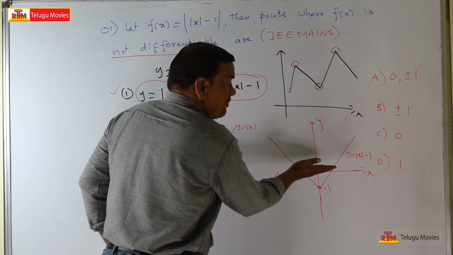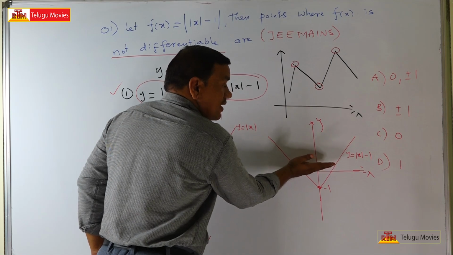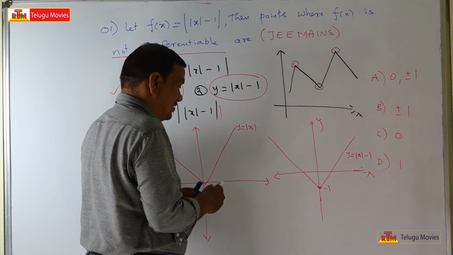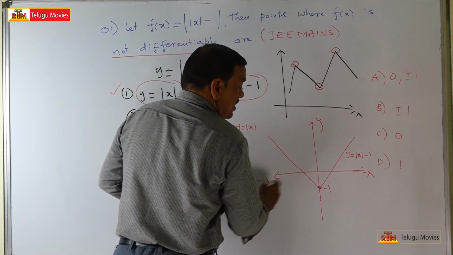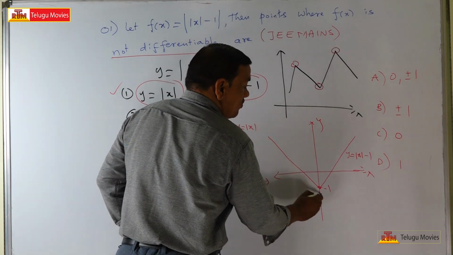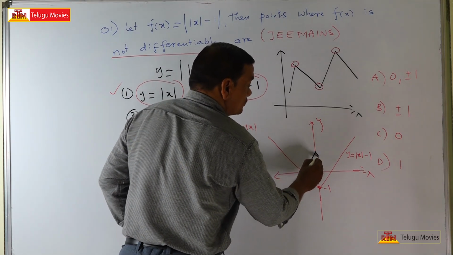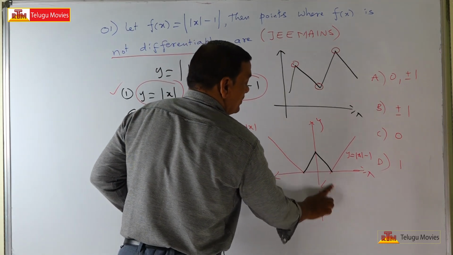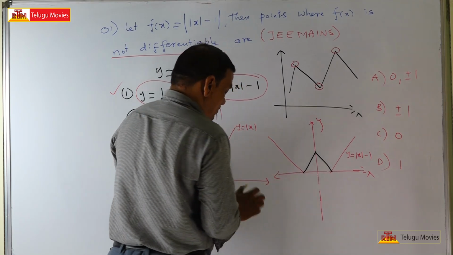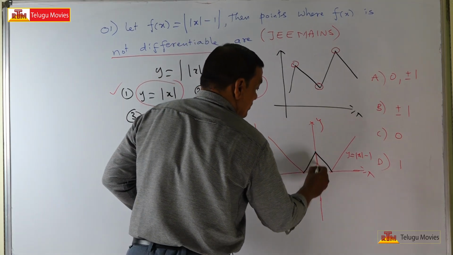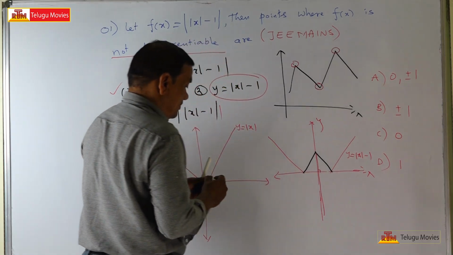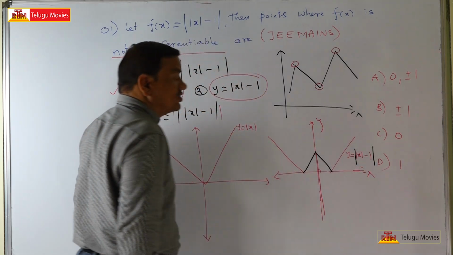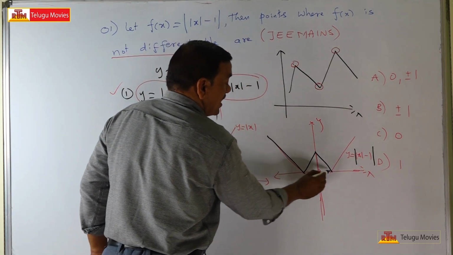Whatever part of the graph comes below the x-axis, you have to take its reflection. What is the reflection of this? So this is the graph of... now that part won't be there. If you observe, this is the graph of y is equal to modulus of x minus 1. So this will be the graph.